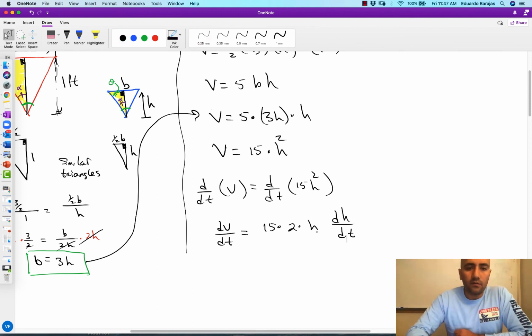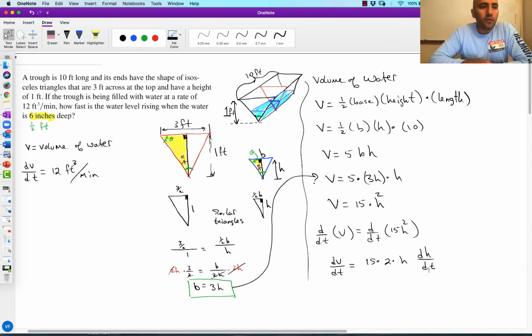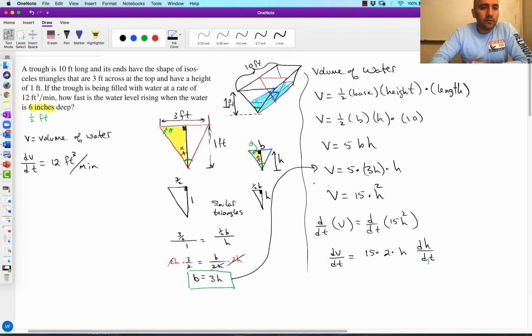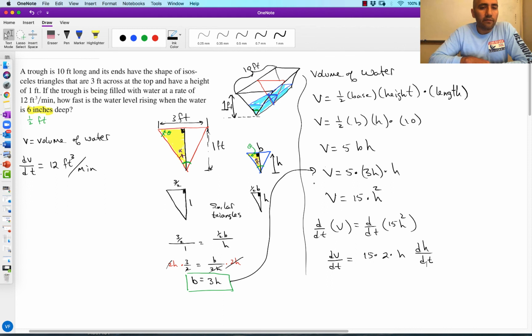So let's see. Did they give us h? A trough is 10 feet long, and its ends have the shape of an isosceles triangle that are 3 feet across at the top and 1 foot high. The trough is being filled at a rate of 12 cubic feet per minute. How fast is the water level rising when the water is half a foot deep? Okay, so that's when h, right? So this is the value of h.